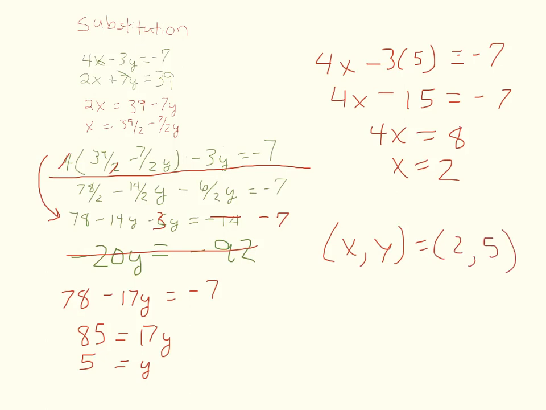And if you plugged it back in, you can check to make sure that your answer is correct by getting a statement that's true. So if you plugged in 2 here and 5 here, 4 times 2 is 8 minus 15. 8 minus 15 is negative 7. So that works. 2 times 2 is 4. 4 plus 7 times 5 is 35. 4 plus 35 is 39. That works. So you can see using the substitution method, we just solve for one variable, plug it back in, and solve for the other. Okay? Let's keep this same equation, except this time solve using the elimination method.